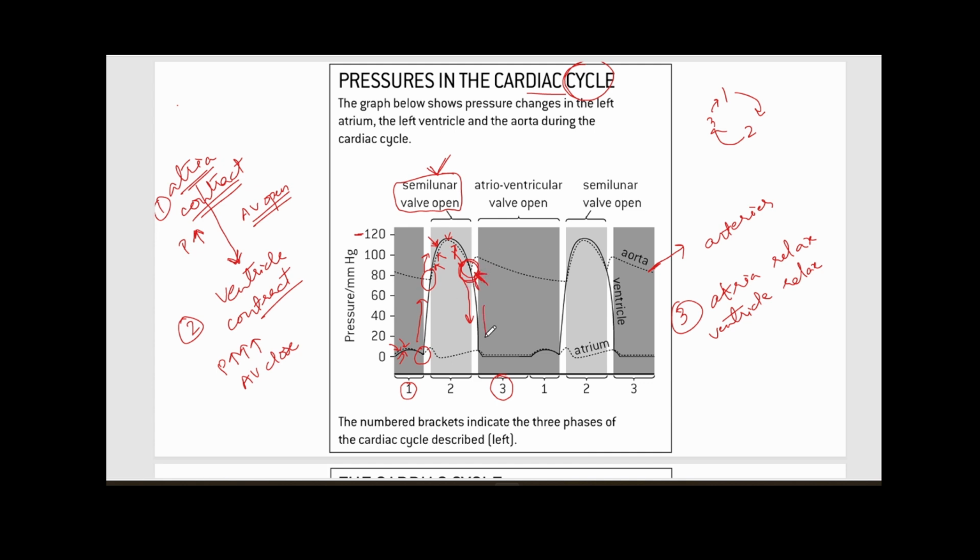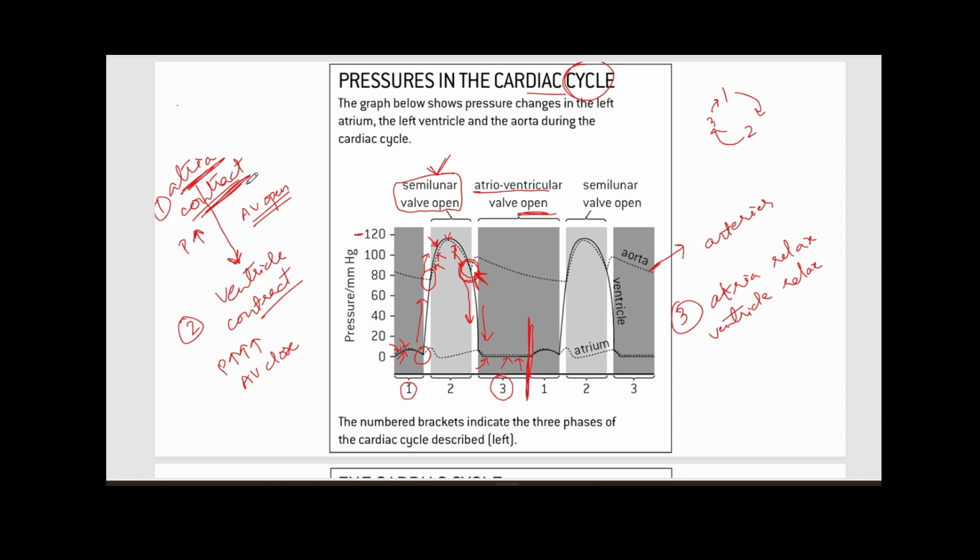Now here, what will happen? Let's again compare the pressure of the atrium and the ventricle. So now the ventricular pressure is lower than the atria. So atrioventricular valve will open. The atria are already receiving blood, and the blood will start to flow into the ventricle. Again, after this, the new cycle will start, which will start with the atrial contraction.